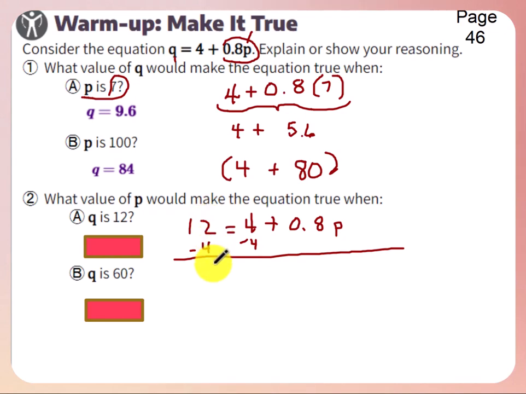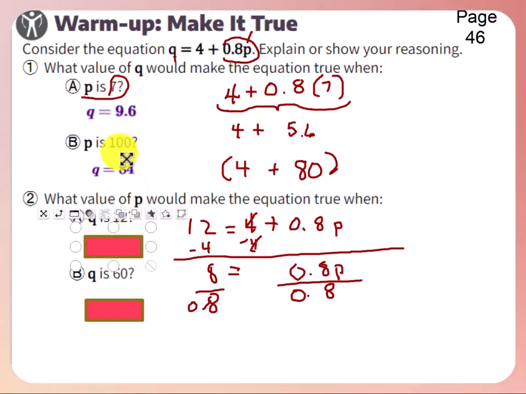12 minus 4 is 8. Bring down the equal. 4 minus 4 is 0. Bring down the 0.8P. And then to finally solve for P, you're going to divide both sides by 0.8. So what is 8 divided by 0.8? The answer is 10.